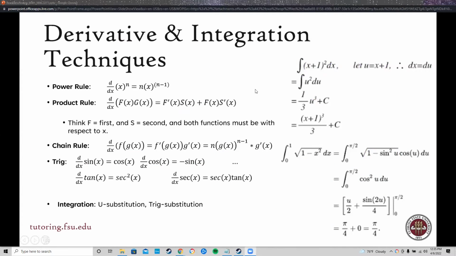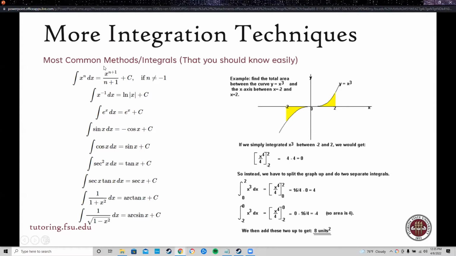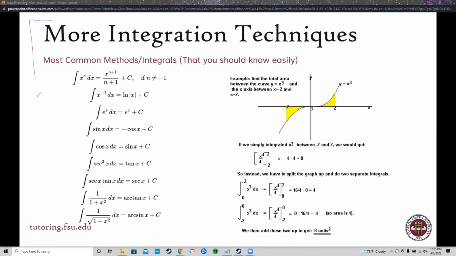Hopefully this is bringing back some memories and starting to fire off some lights in your head. These methods are very important and are worth getting used to, memorizing, and practicing. Right here are the most common methods for integrals and certain integration techniques that you would need to know and you should know easily. Emphasis on should know easily.